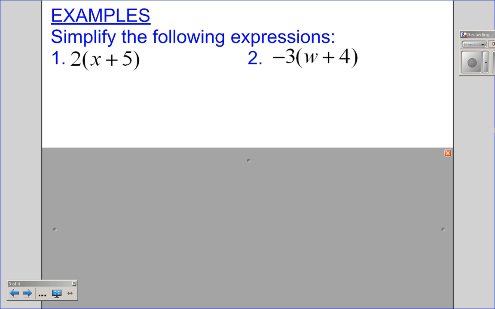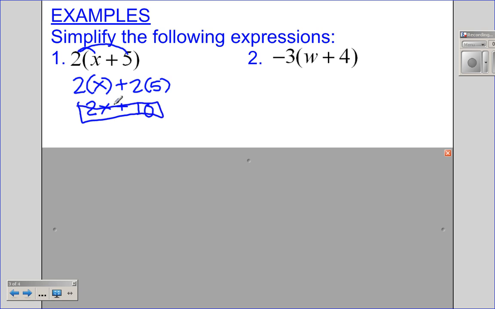So let's see here. If we have 2 times the quantity x plus 5, I want to simplify this. So I'm going to take 2 times x. The sign in the middle stays the same, and 2 times 5. So we have 2x plus 2 times 5. 2 times x is just 2x. We still have the plus sign. 2 times 5 is 10. Can I do any more combining or simplifying here? The answer is no. So my end solution is 2x plus 10.